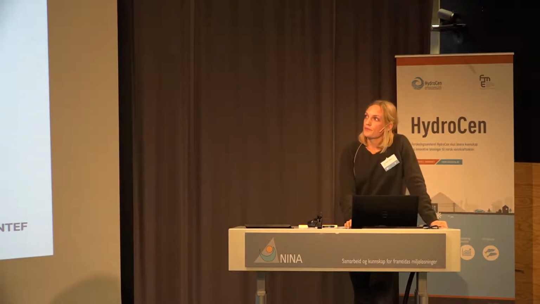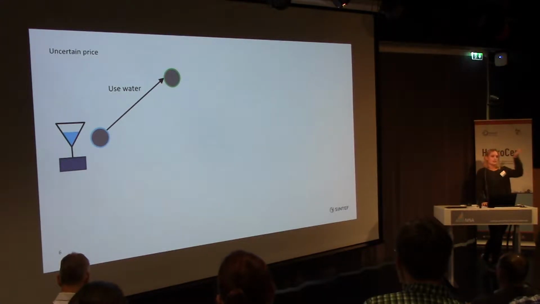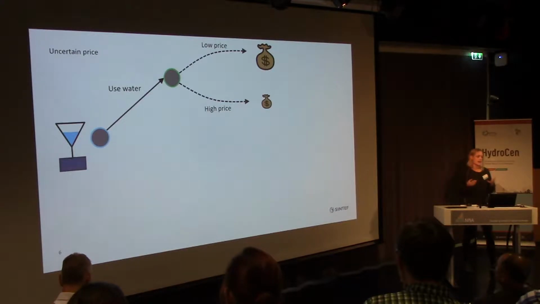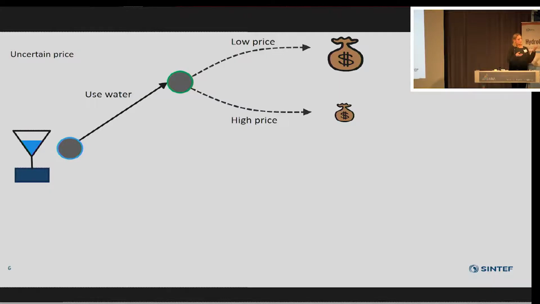So first, if you look at uncertainty in price, I can use the water now, and then in the next period, I will get some new information. And it could be that in the next period we have a high price or a low price. But if there's a low price, then it's a good thing that I already used it, assuming that I had a higher price before.